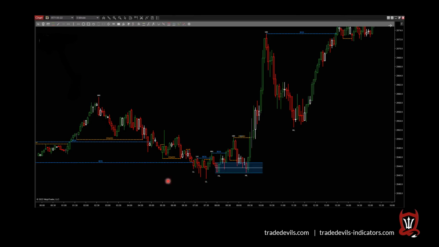Now, when I get down here, note it's all wick down here. You can see I'm on a 5 minute of the RTY. Now, on the way up, not only do I break structure, I get a change of character. Additionally, I break structure. Now, remember, the first break is not the trend change.